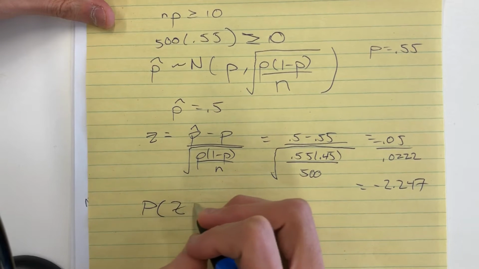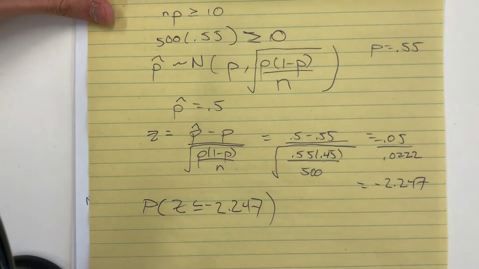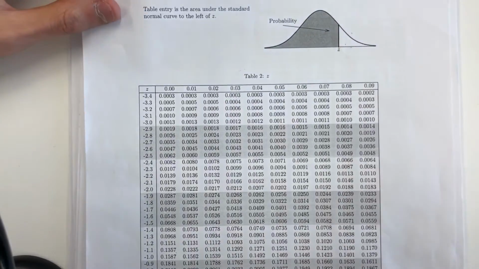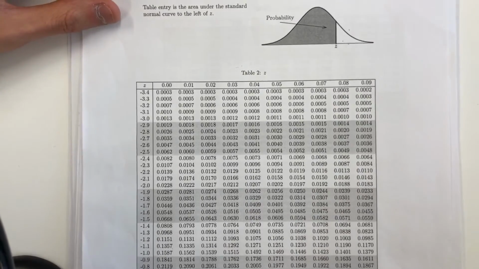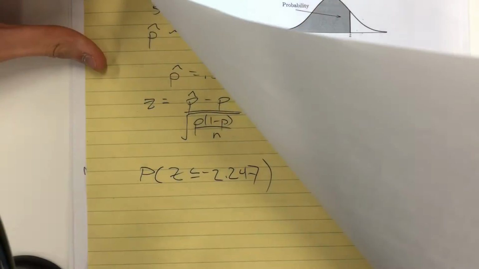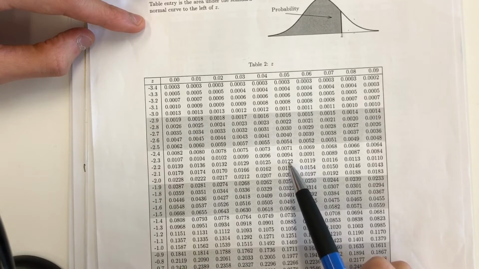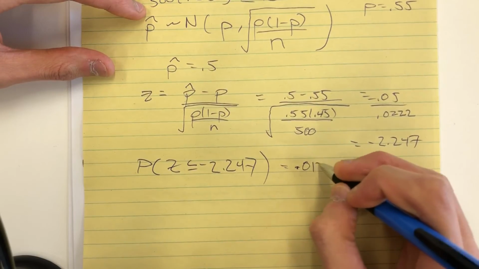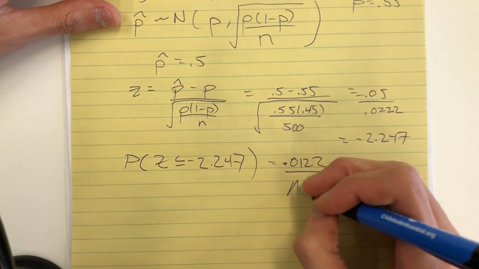We're interested in the probability that less than half of them are Jets fans, so that'll be P(Z less than or equal to negative 2.247). When we look at our table, since it's rounded to 2 decimal places, negative 2.247 rounds to negative 2.25. Negative 2.25 gives 0.0122, which is the answer, letter choice A.